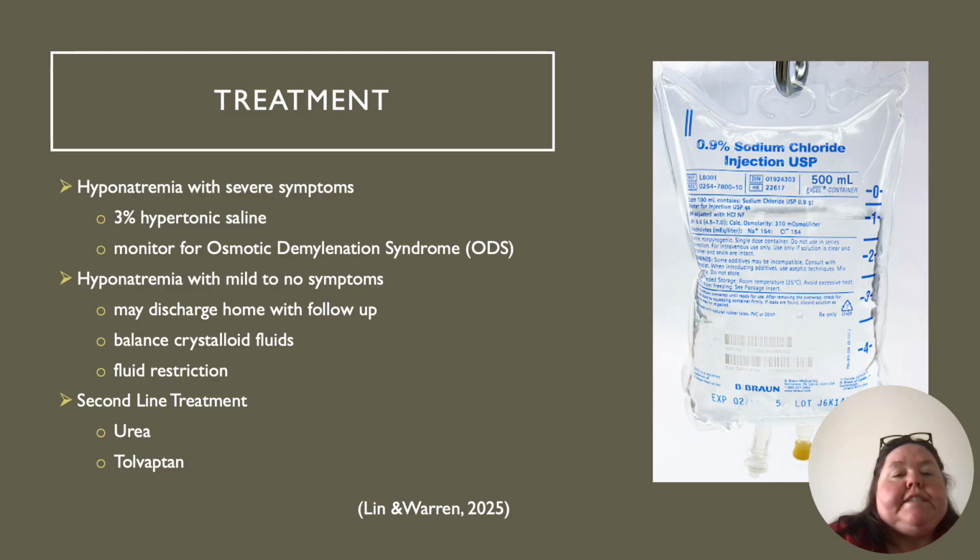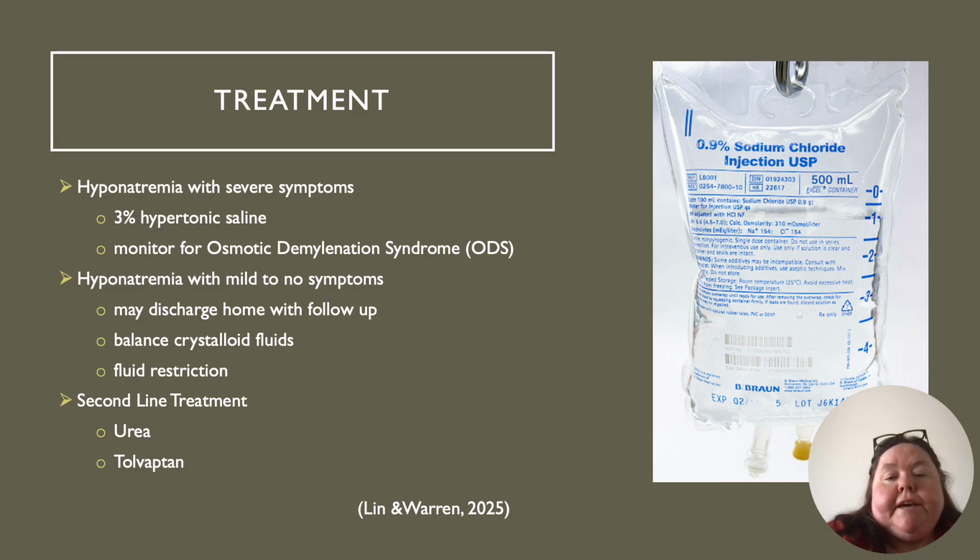So treatment for SIADH, patients who present with hyponatremia with severe symptoms will receive 3% hypertonic saline. Severe symptoms include confusion, vomiting, seizures, decreased level of consciousness. With the 3% hypertonic saline, they'll receive 100 to 150 mL bolus of 3% over 20 minutes. Sodiums will be checked every 4 to 6 hours.